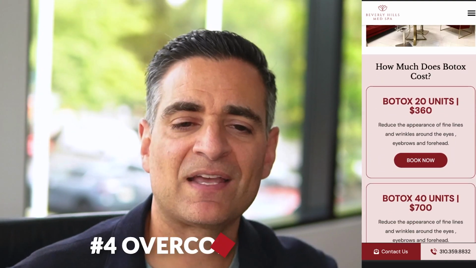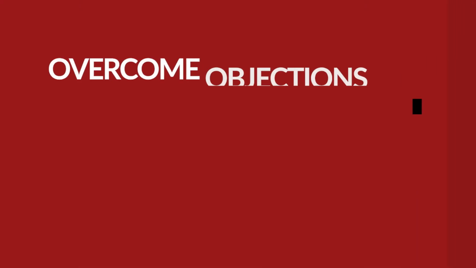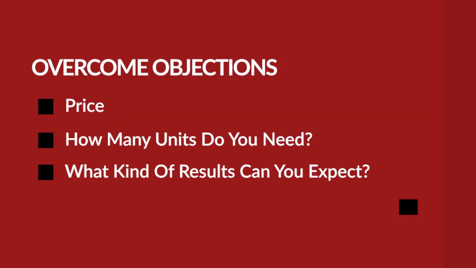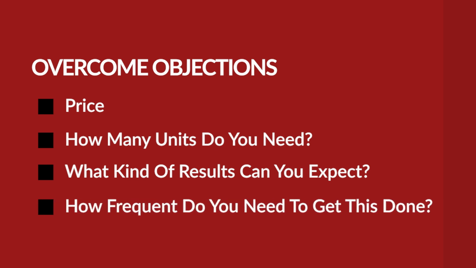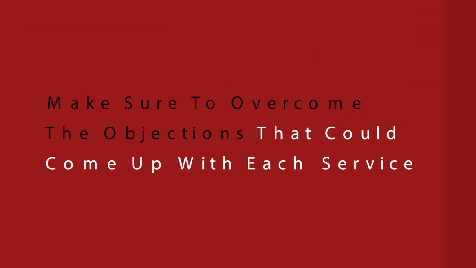So really the next thing that we need to accomplish is to overcome objections, which is going to be price, how many units am I going to need, what kind of results can I expect, how frequently do I need to get this done. If you're dealing with something that's a little higher price point, basically every single one of the services that you offer is going to have different objections. You want to make sure that after you've gotten into the details of what the service is, you're getting into what all those objections are and that you're actually overcoming them. Even better if you do so visually and not with text.